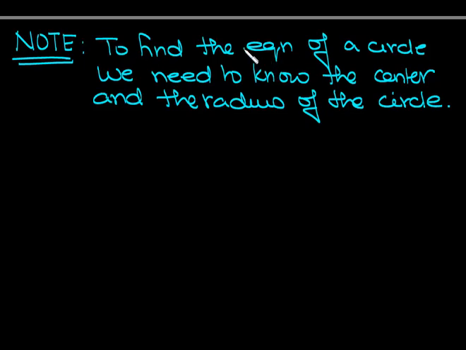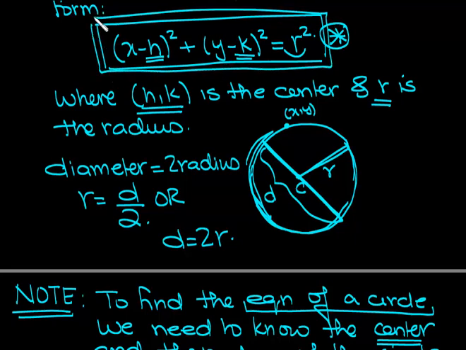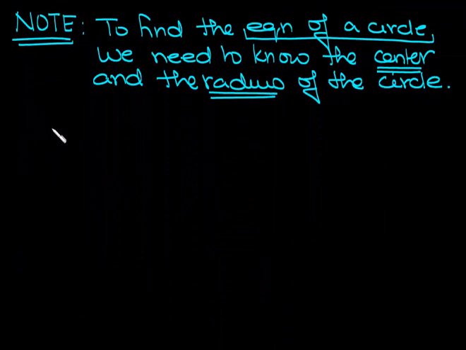So anytime they ask you to find the equation of a circle, the first thing you should ask yourself is, have they given me the center and have they given me the radius? If they have, all you have to do is plug those values into this equation and you're done. That gives you the equation of a circle. Okay, so let's look at some typical problems that we can come across with circles.